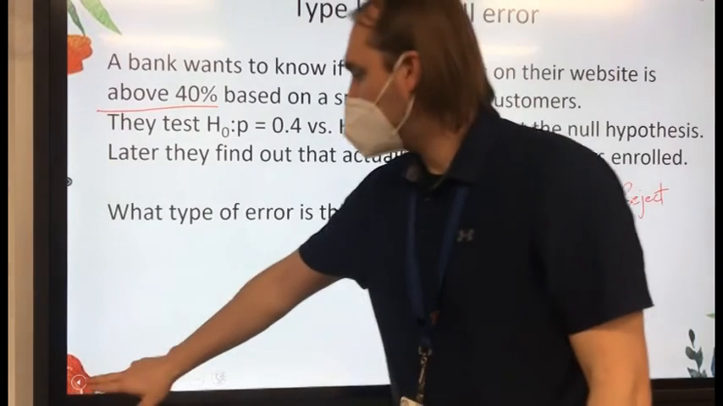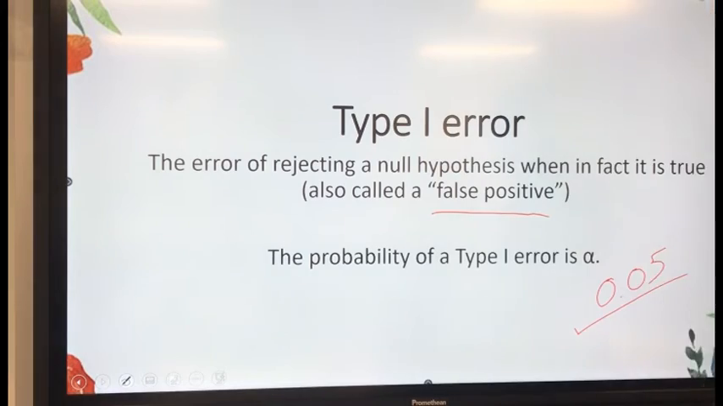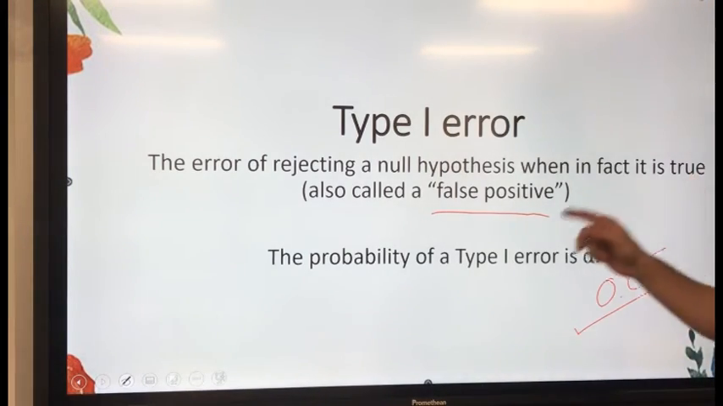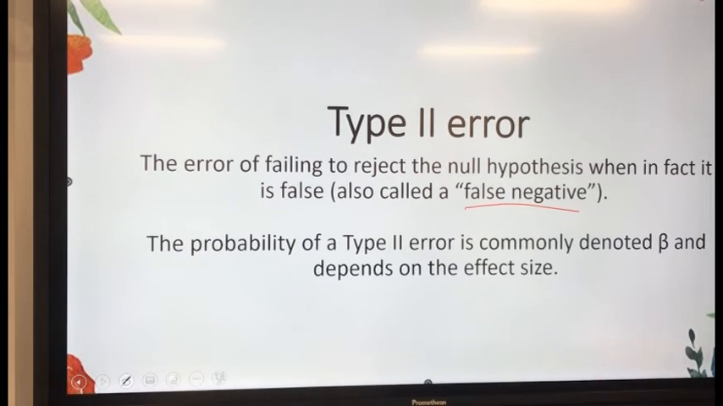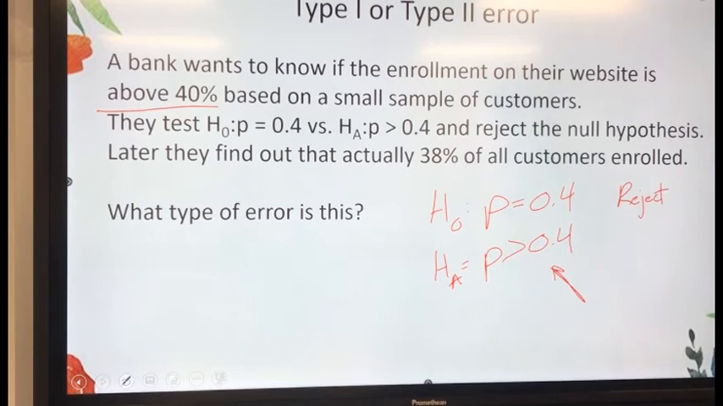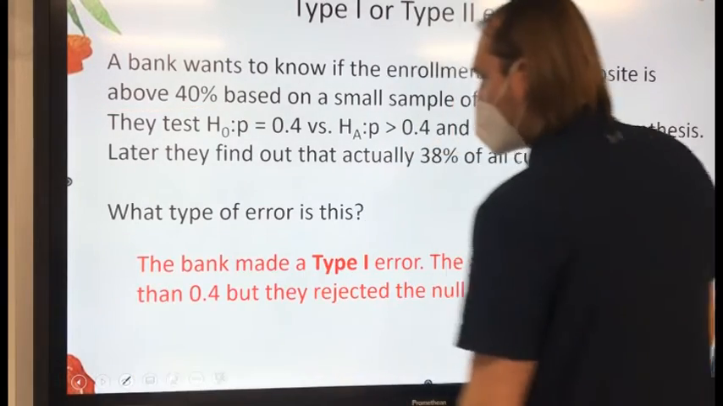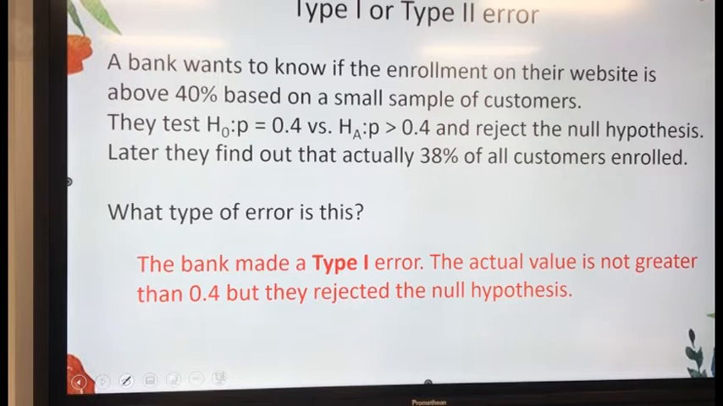Remember, a type 1 is they rejected the null when it is true. Type 2, they failed to reject a null that is false. So which one happened here? False positive. What's that? Type 1. Type 1, right? Yeah. The bank made a type 1 error. The actual value is not greater than 0.4, but they rejected the null hypothesis. Type 1.